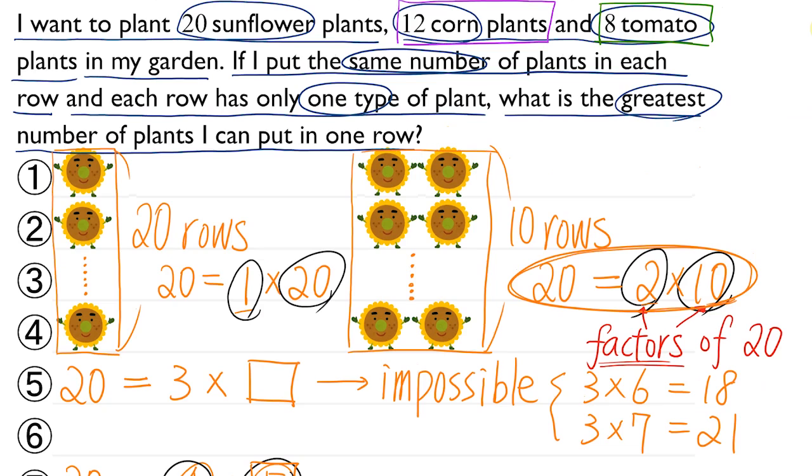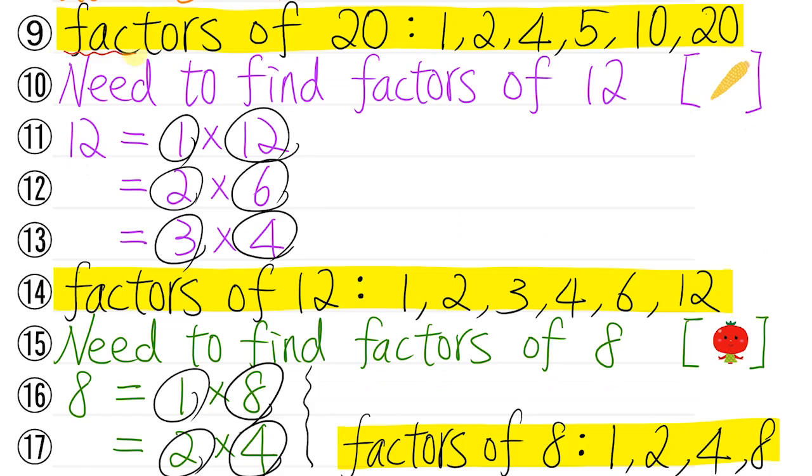Finally, we see that the question asks for the greatest number I can put in one row. Here, factors of 20 mean how many sunflowers I can put in one row. I can put 20, 10, 5, 4, 2, or 1 in one row for sunflowers. For the sweet corn plants, I can put 1, 2, 3, 4, 6, or 12 in one row. And for the tomato plants, I can put 1, 2, 4, or 8 in one row. So now let's look for the largest number that appears in these 3 lists.